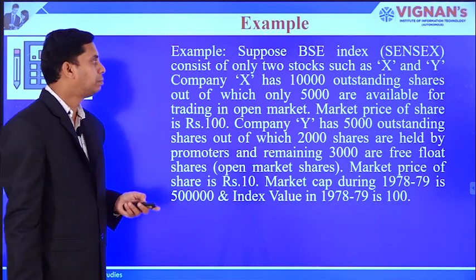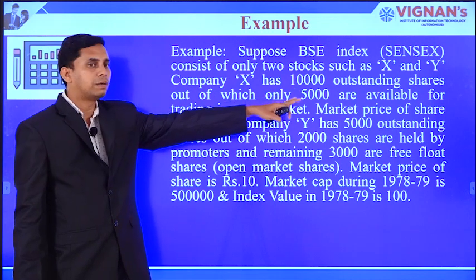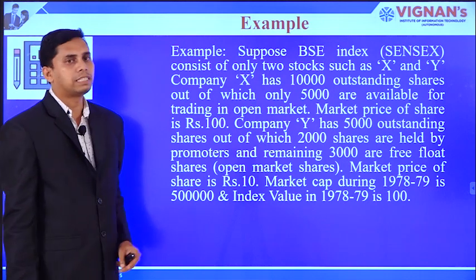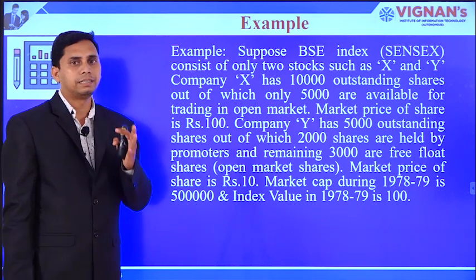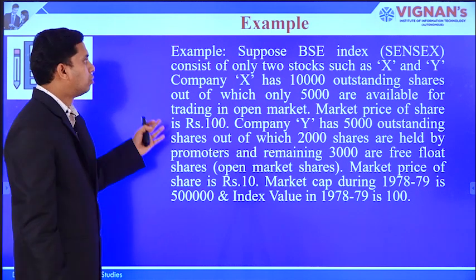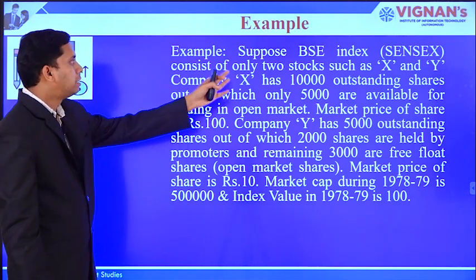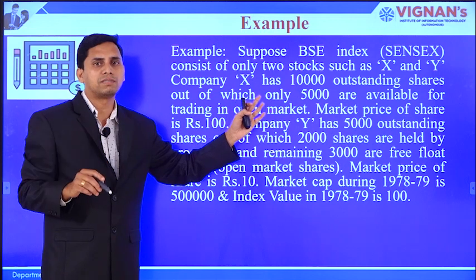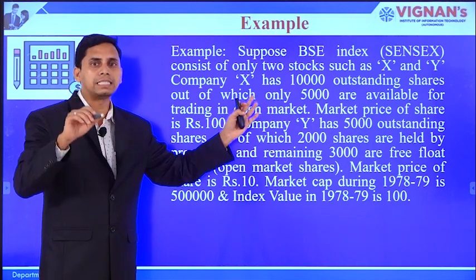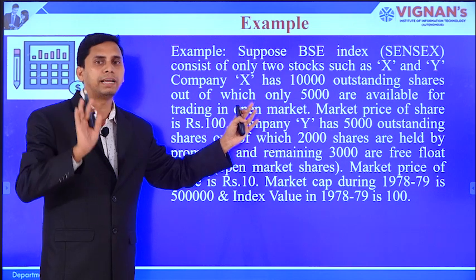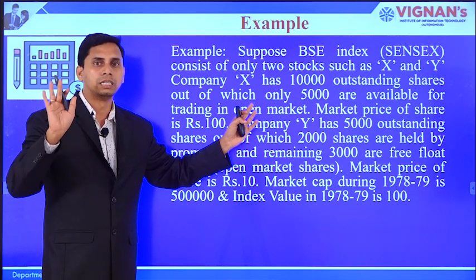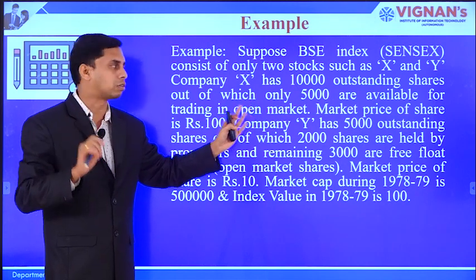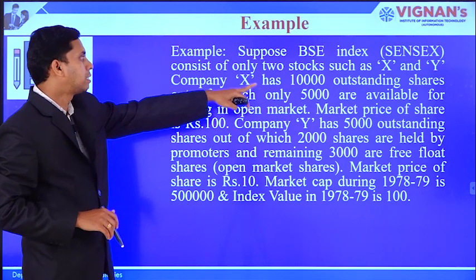Again we have taken the same example, 10,000 outstanding shares of a company, out of which 5,000 are available. Now, let us consider an example for calculating the Sensex value. Suppose the BSE index consists of only 2 stocks. For a rough calculation of the Sensex value, we have taken that the index consists of only 2 stocks, but in fact, Sensex consists of 30 stocks. Those two are X and Y.